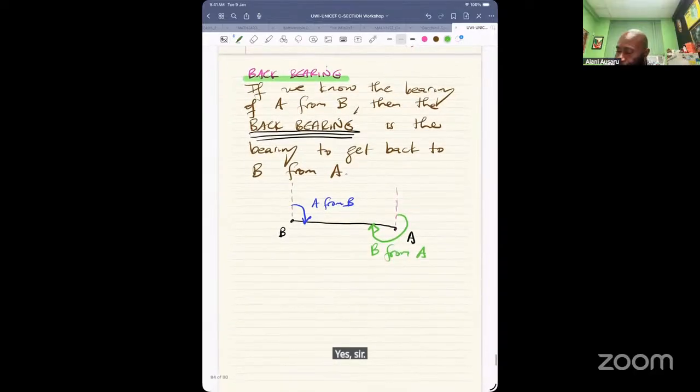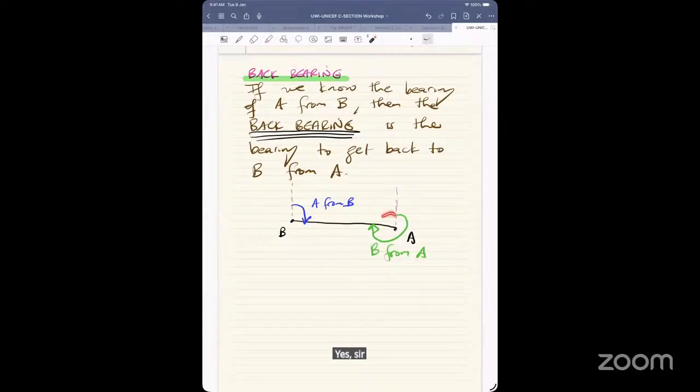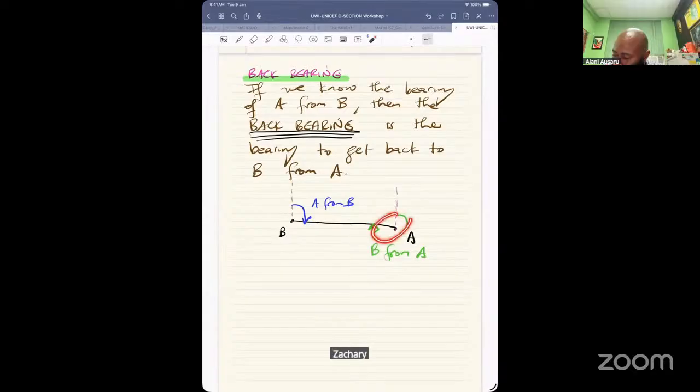And we can use simple geometry now and work out the back bearing once we know the bearing. Because we know that the total revolution is 360 degrees. Yes or no? That's a circle. So with that being said, here's a simple way of remembering it.